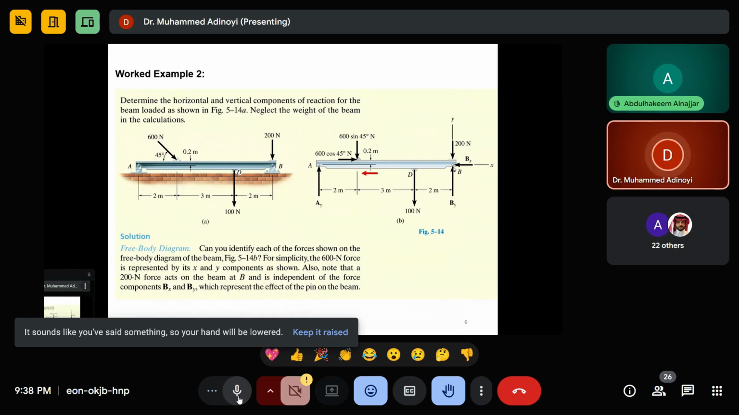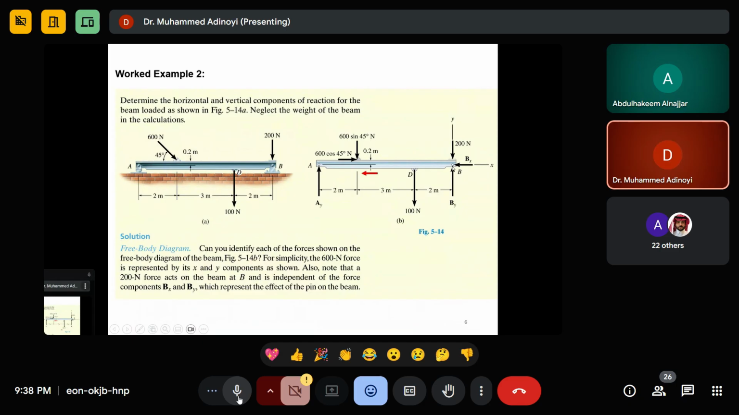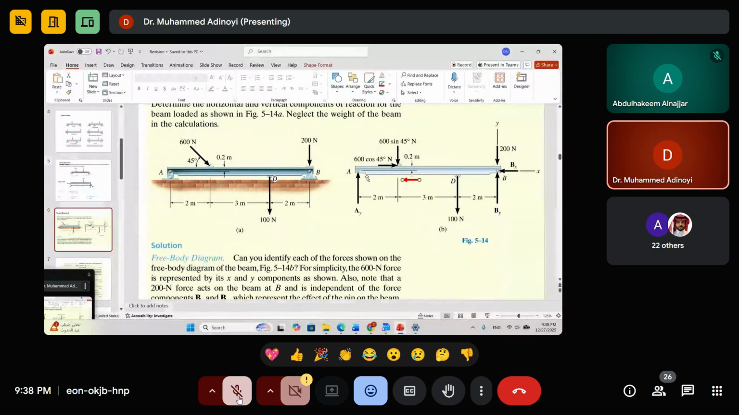Because it is passing directly through the point of support, the point where you are taking the moment, all these three forces are passing through there. So it is going to be zero. There is no distance between this force and this point. For example, let us assume this force is here. What will be the moment now?